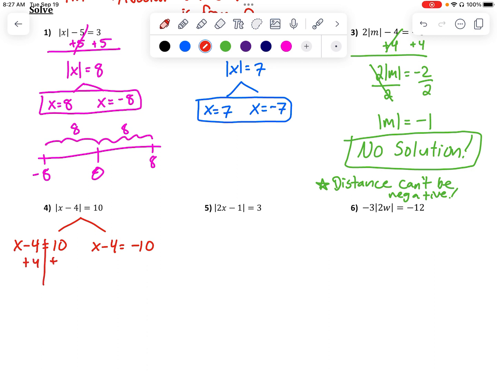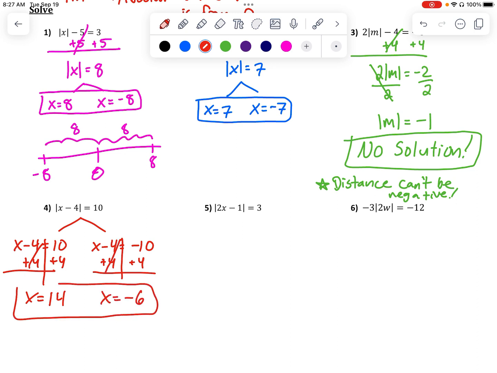So I would add 4. So x equals 14 is one solution. Here I would add 4 as well. So x equals negative 6 is my other solution. So on all of these, we are going to get two solutions. So why don't you try the next one before you watch it.